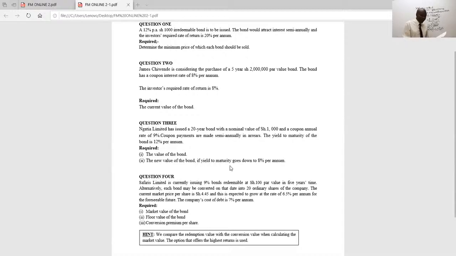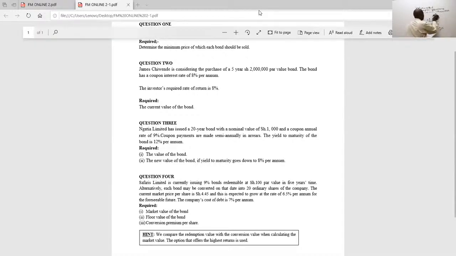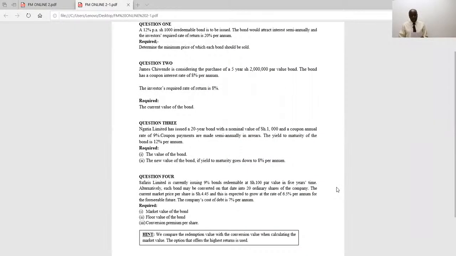So they want us to give them the value of the bond. If I could be captured on the screen, writing here. Question number 3. Ngatia Limited has issued a 20-year bond with a nominal value of shillings 1,000 and a coupon annual rate of 9%. Coupon payments are made semi-annually. Please underline for me there, semi-annually in arrears.